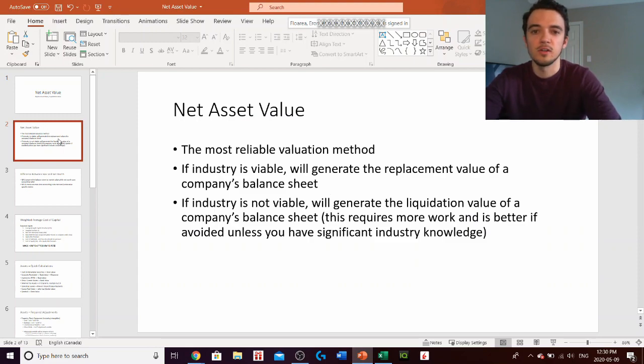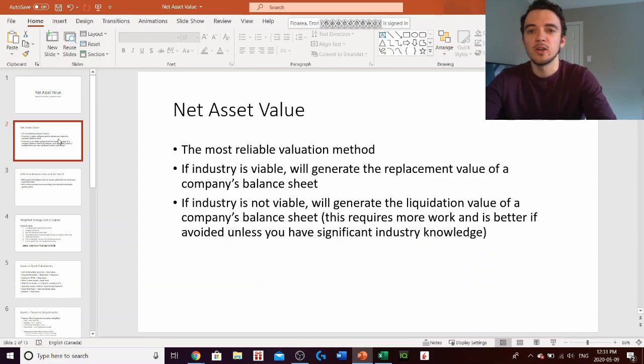So the net asset value model is the most reliable valuation method, and the reason why is because it's valuing the company's balance sheet as it is today. So if the industry is viable, this model is going to generate the replacement value of a company's balance sheet. And the way that we achieve this is through transforming entries from accounting values to market values. And if the industry is not viable, it's going to generate the liquidation value of a company's balance sheet.